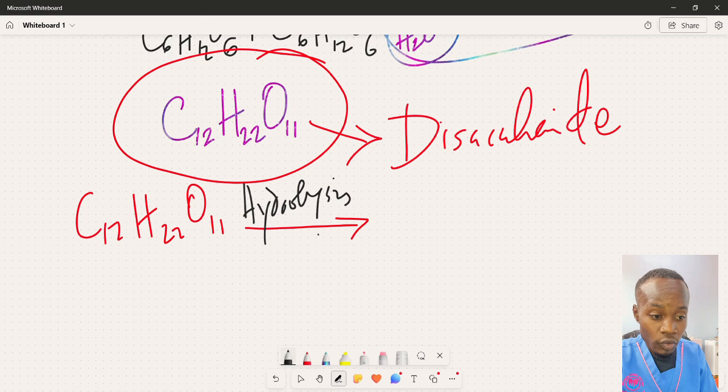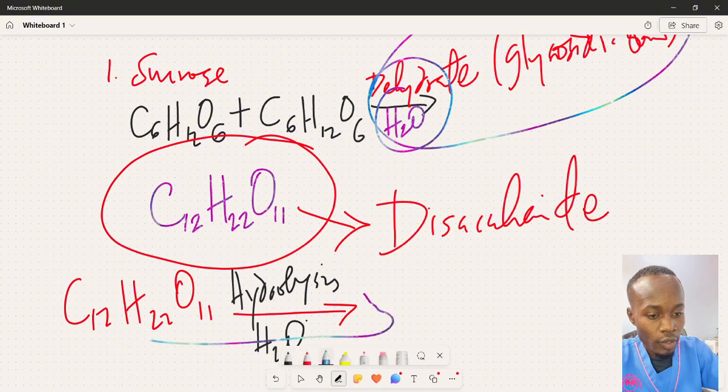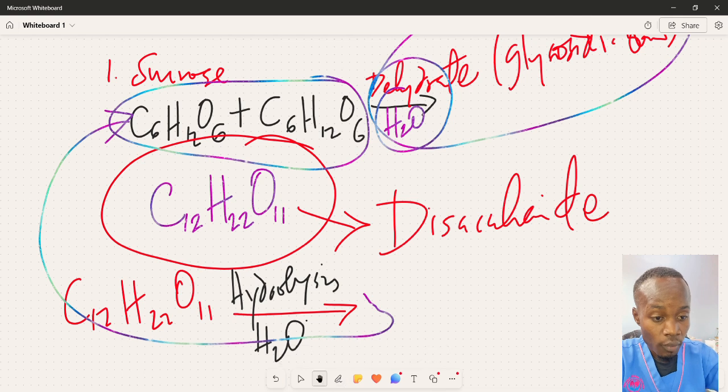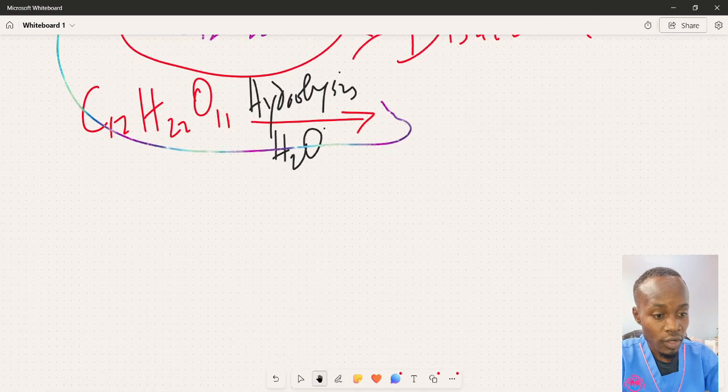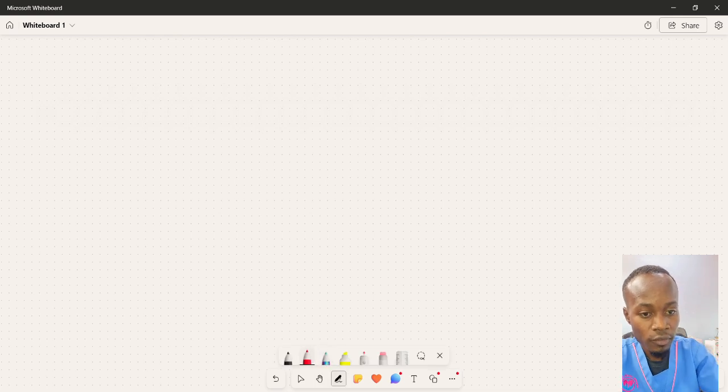to 2 simple sugars. So when we hydrolyze this one here, remember, when we are hydrolyzing, we are adding a molecule of water, and when we add a molecule of water, we are going to end up having these 2 individual sugars. So I hope up to that point everything is clear. So let's just go ahead and see how the sucrose structure is formed.